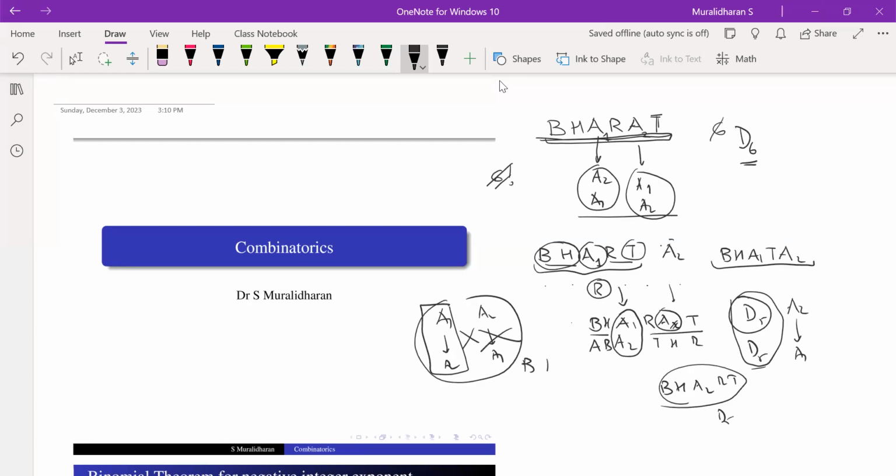So let us see what that means. I have my A1 here, R here, A2 here, T here. So A1 is going to A2 and A2 is going to A1. The remaining are BH, R and T, and they should not be mapped to themselves. Therefore, that will be D4. So this D4 is the one which counts A1 going to A2 and A2 going to A1, which was not included in any of these two cases. So I have to subtract that as well.